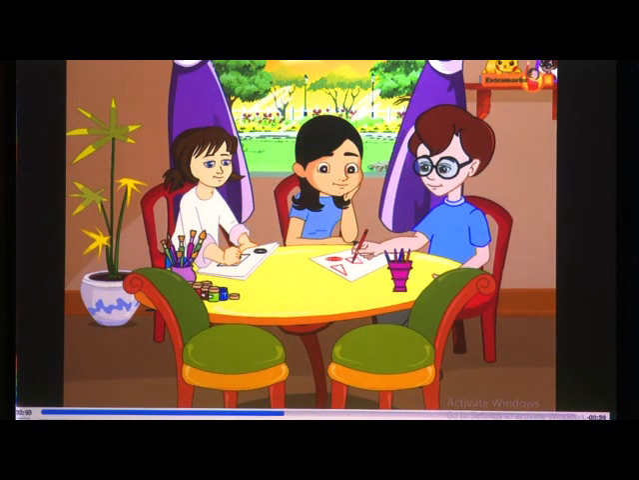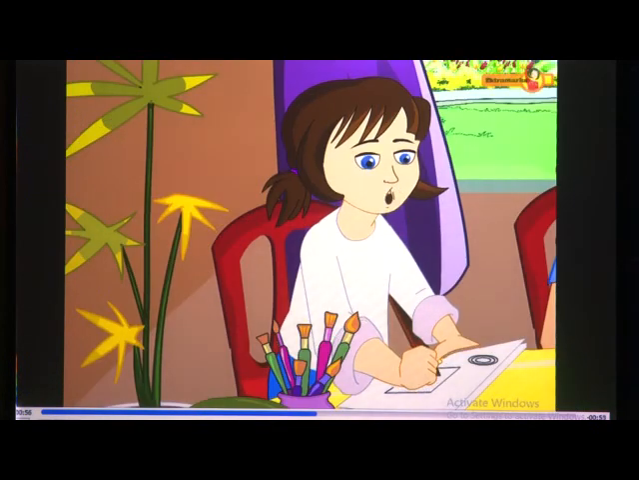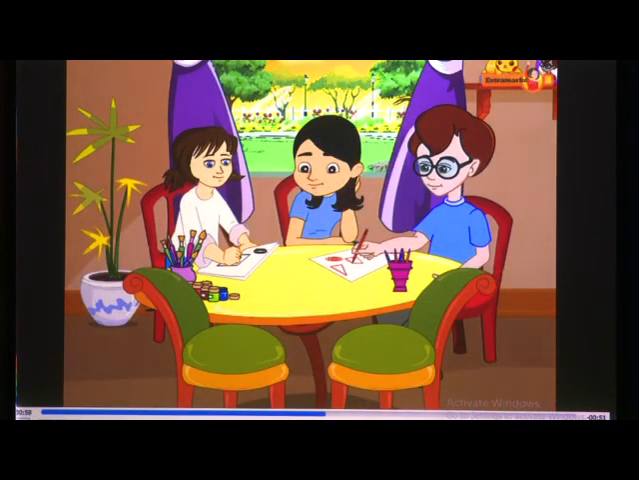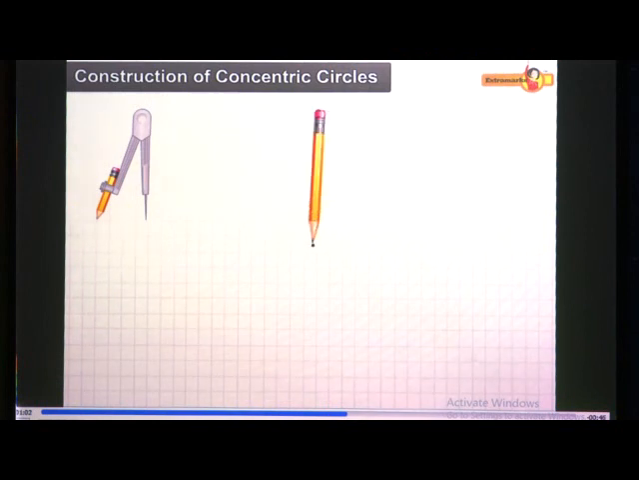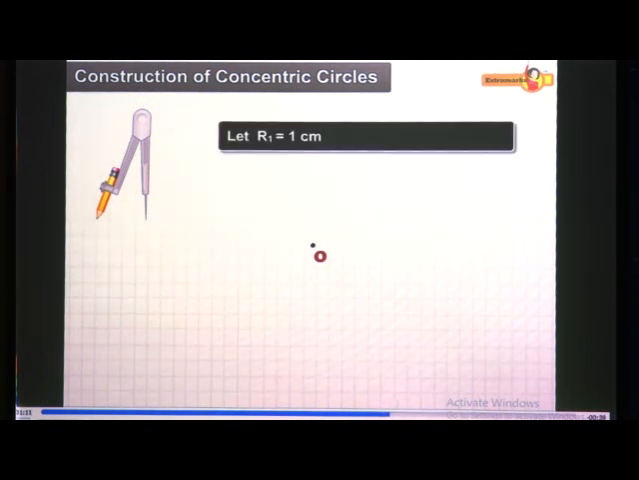Do you know we can also draw 3 circles with the same center and different radii? Oh really? But how? Very simple. Just follow the steps which I have told you. Take a suitable point on paper as center and name it as O. Choose 3 radii arbitrarily. Let R1 be equal to 1 cm, R2 be equal to 2 cm and R3 be equal to 3 cm.